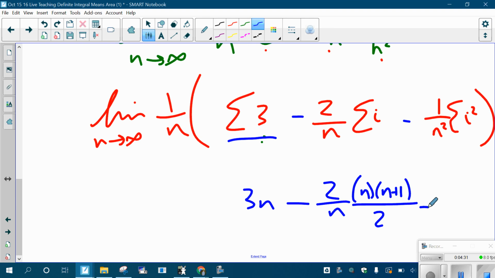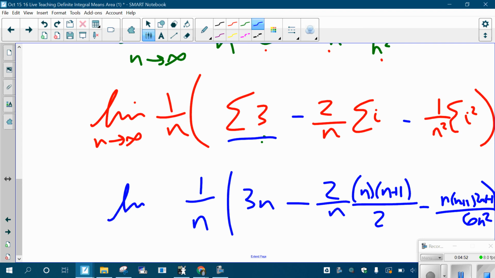What's the i squared formula? It's n times n plus 1 times 2n plus 1 over 6. And I still have a 1 over n squared, so it's really over 6n squared. And I still have this 1 over n out here. And it's still a limit as n goes to infinity.